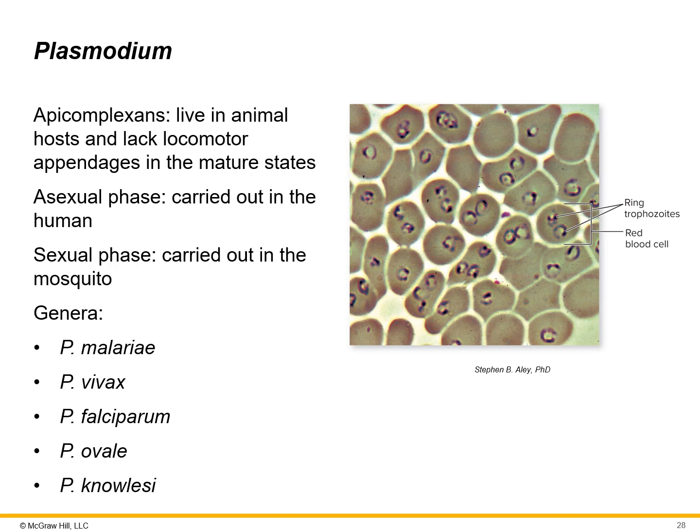This is caused by Plasmodium species, so apicomplexans. So these actually live in the animal host and lack locomotor appendages in their mature state, so they can't move. They also have an asexual phase that's carried out in humans, and then a sexual phase that is in those mosquitoes. So a couple different stages here, multiple species of Plasmodium that can cause malaria.